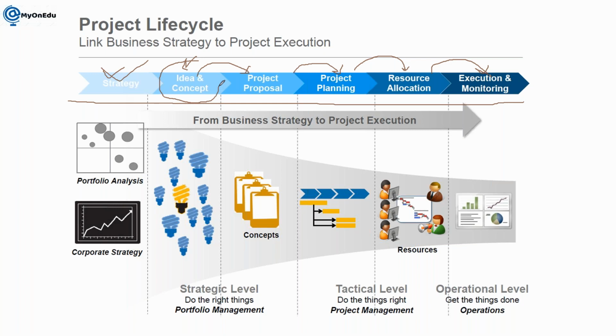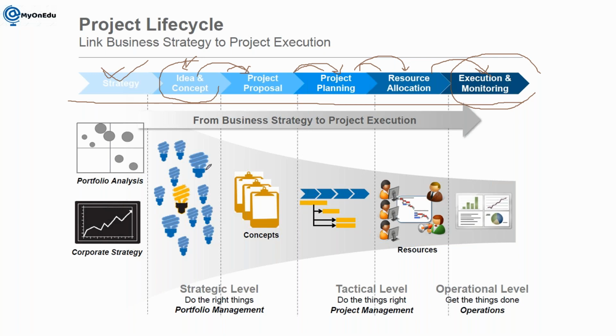For idea and concept, we are using innovation management. If you do not have innovation management implemented, you can use portfolio project management also, but that is a workaround. Then it is going for project proposal, that is your PPM system, project planning PPM, resource allocation PPM, and execution and monitoring, this may be your PPM or project system or internal order, okay.